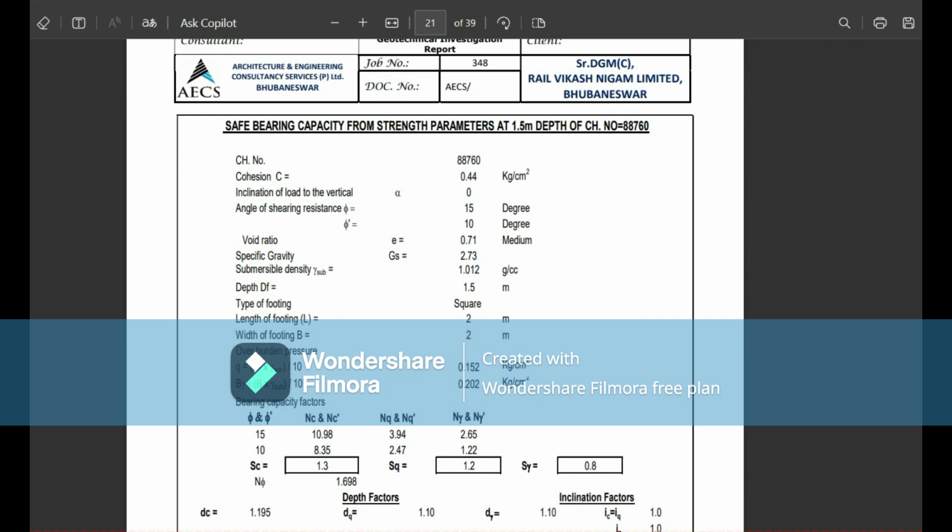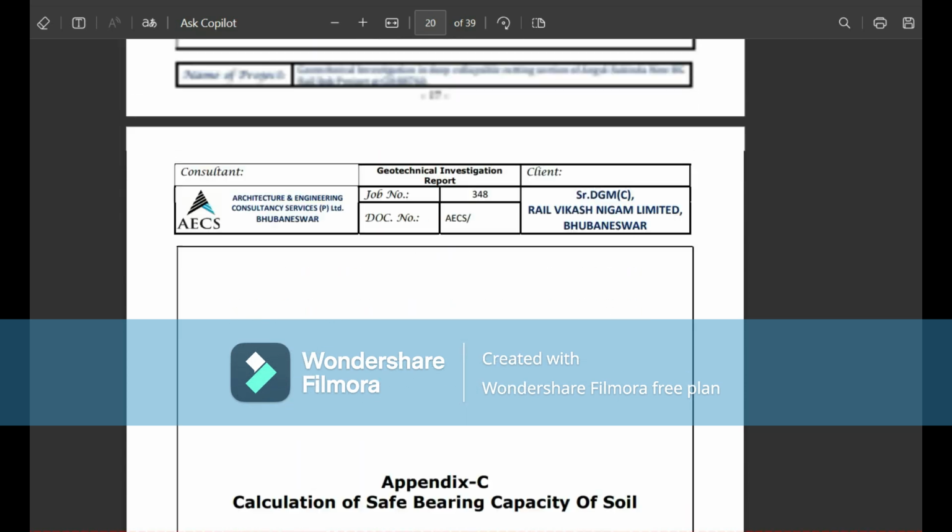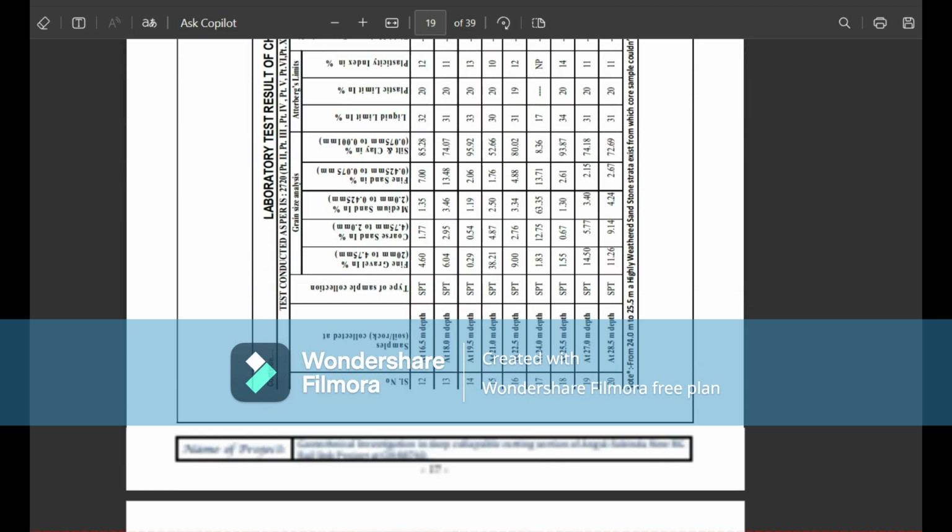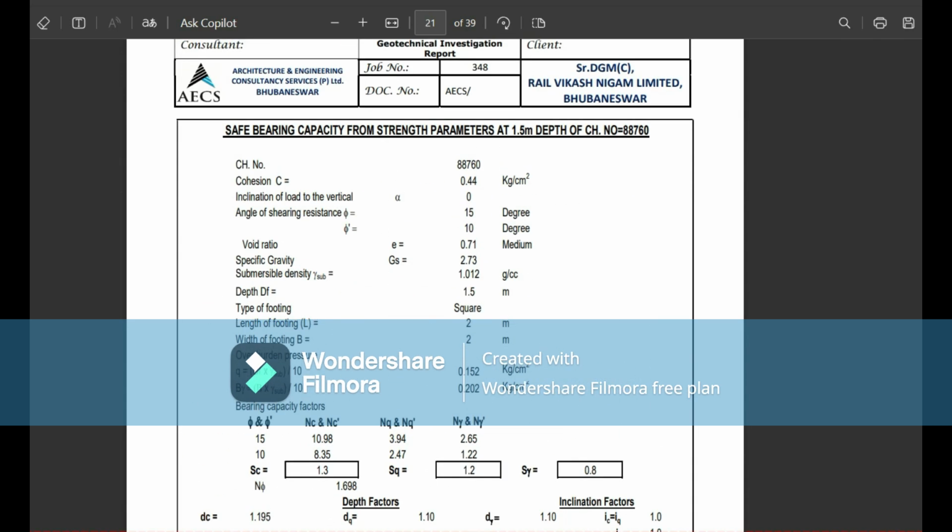They take it to calculate the settlement and bearing capacity. We have already seen the bearing capacity and settlement. There are cohesion parameters: they take a cohesion parameter of 0.44 kg per cm square, shear angle 15 degrees and corrected angle 10 degrees. The void ratio is 0.71, specific gravity 2.73, and then the submerged density is calculated here, with depth up to 1.5 meters.